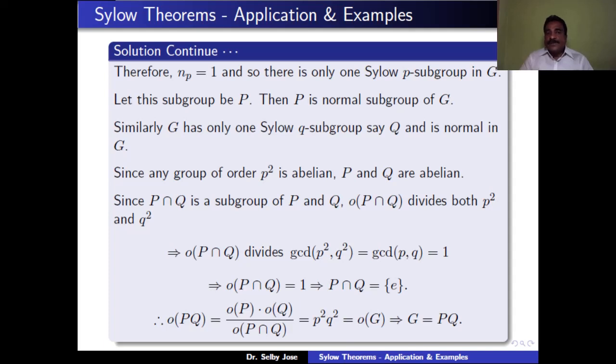Similarly, G has only one Sylow q-subgroup, say Q, and it is normal in G. Since any group of order p squared is abelian, P and Q are abelian. As before, the order of P intersection Q divides the GCD of p squared and q squared, which is equal to 1. Therefore, P intersection Q contains only one element. Therefore, P intersection Q is equal to identity. But the number of elements in PQ is the same as order of P into order of Q by order of P intersection Q, which is the same as p squared q squared, and is the same as order of G, which implies G is equal to PQ, because PQ is a subset of G and both of them have the same number of elements.